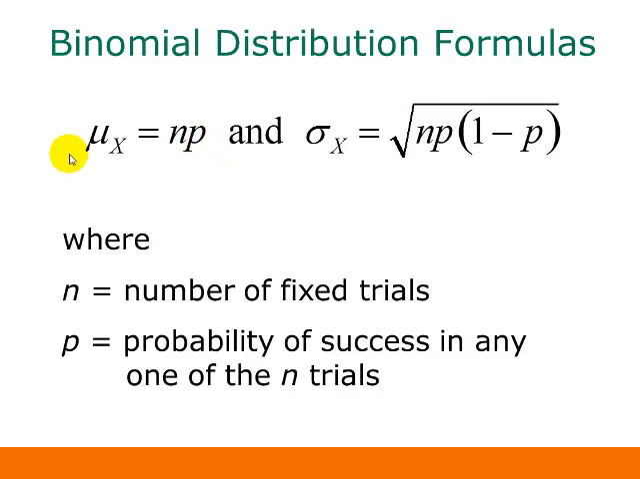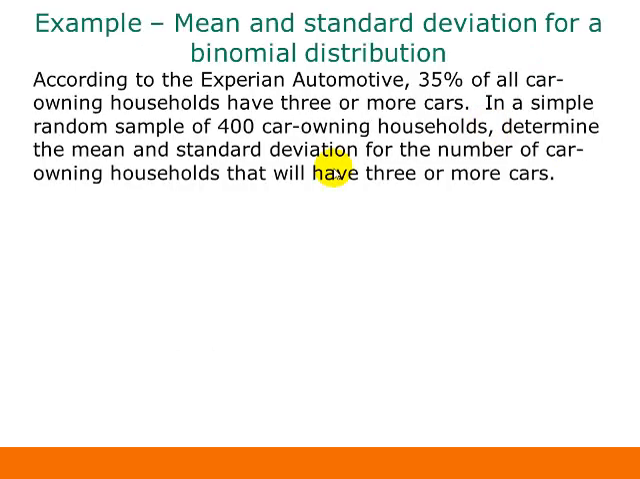The mean, since we're talking about a discrete probability distribution, is the same as the expected value. So this is the mean, it's also the expected value. For the standard deviation, you take the square root of n times p times 1 minus p. Let's go back to our example dealing with car-owning households. If we have a simple random sample of 400 car-owning households, determine the mean and standard deviation for the number of car-owning households that will have 3 or more cars.